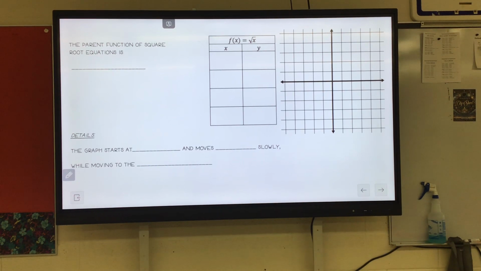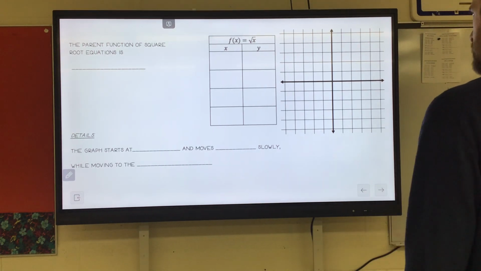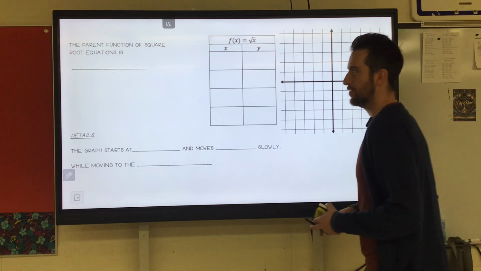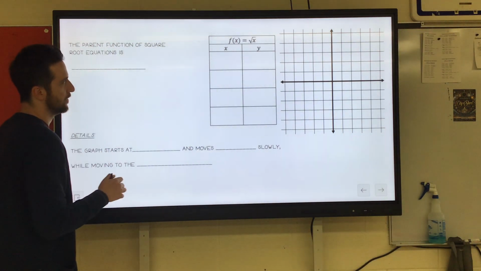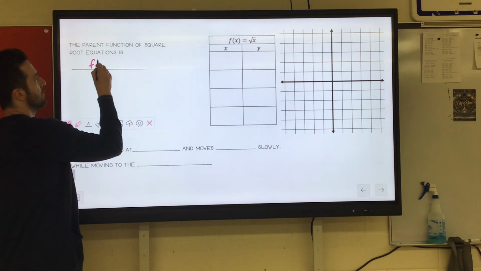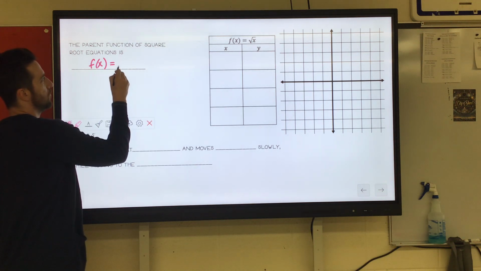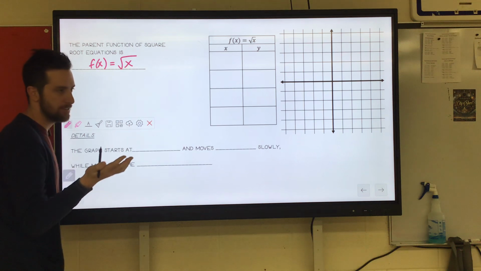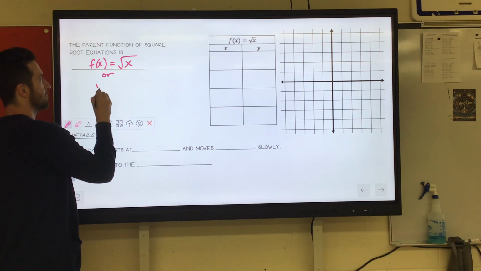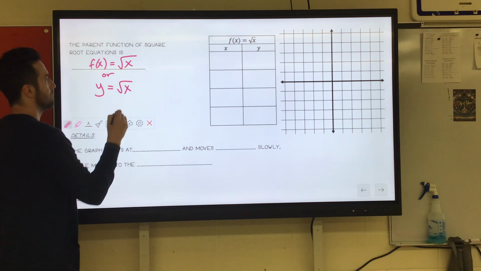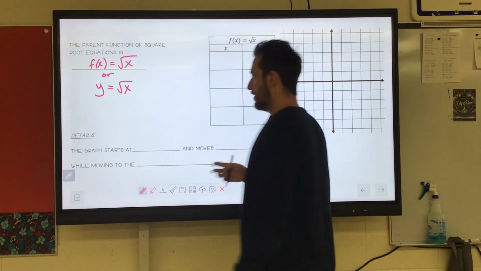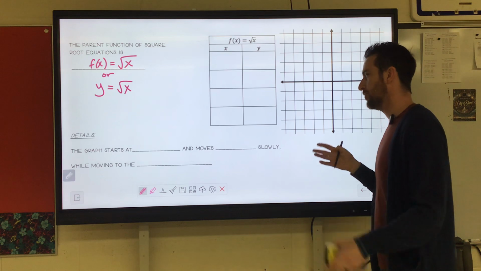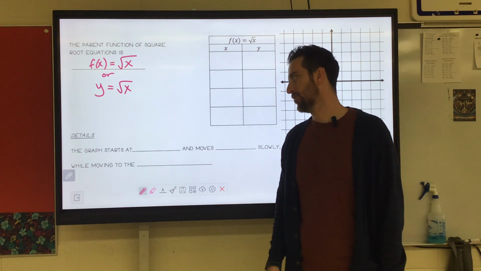Today we're going to get into graphing square root functions. So the parent function of a square root equation is y equals square root of x, or you could say f of x. That's the same as y equals. So details: the graph starts at blank and moves blank, blank, blank while moving to the blank.